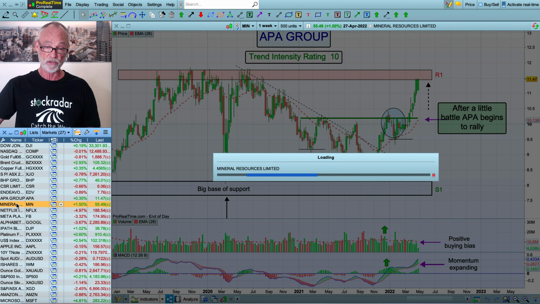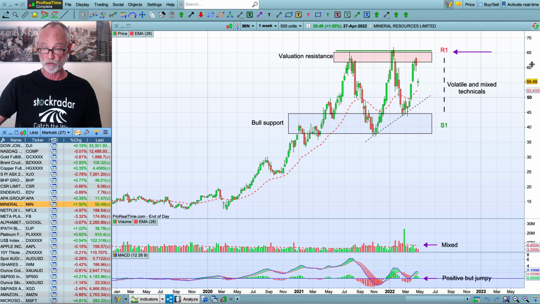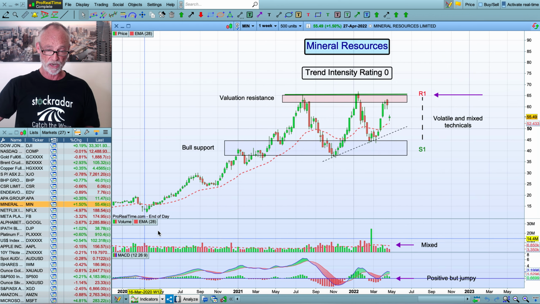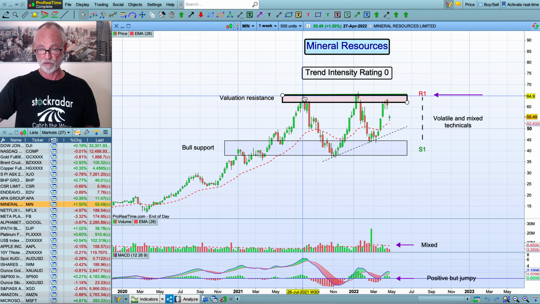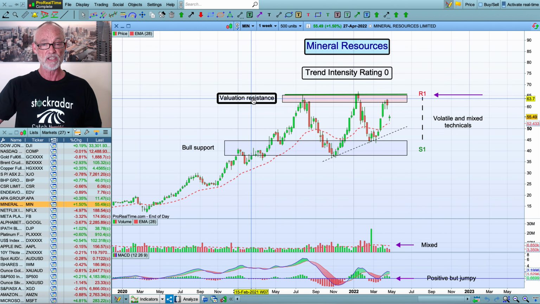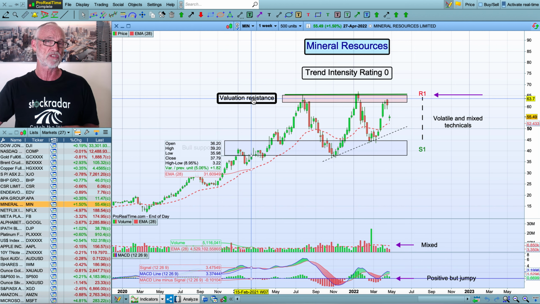The other one I want to go through is a bit like what we saw a couple of times in the last few weeks, Mineral Resources. Now I've cleared everything off this chart and come right back to basics. We've had a huge big run for Mineral Resources, but $65 seems to be the line in the sand for that stock. This is where we get what we call valuation resistance. People are just reticent at the moment to pay higher prices because it's too fully valued.